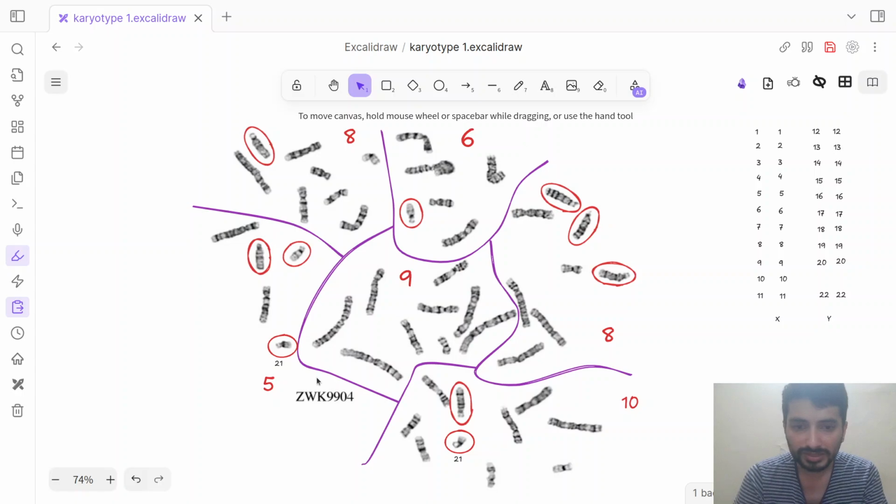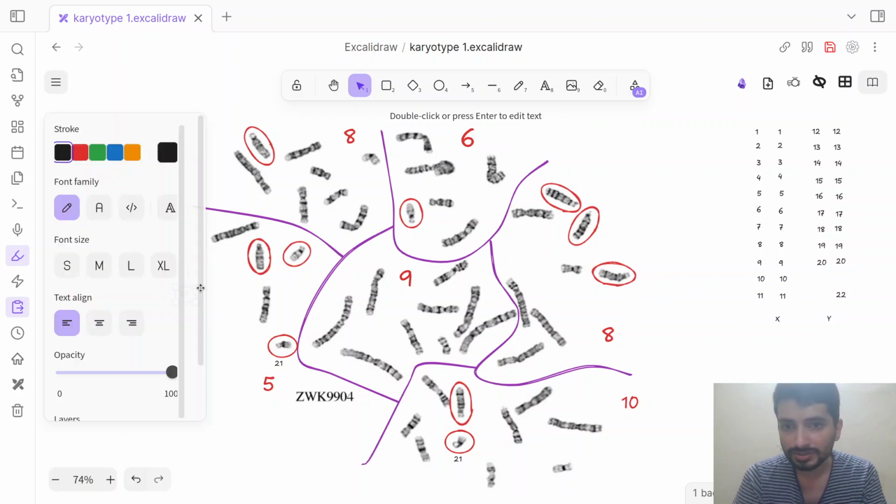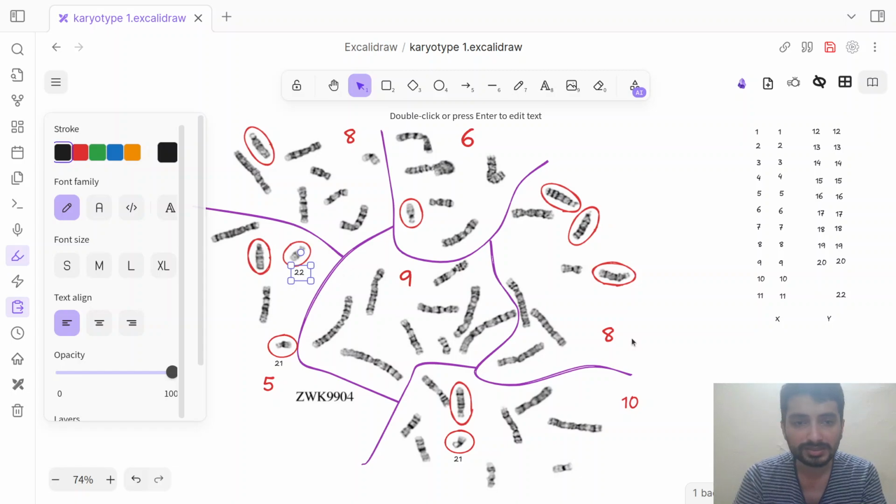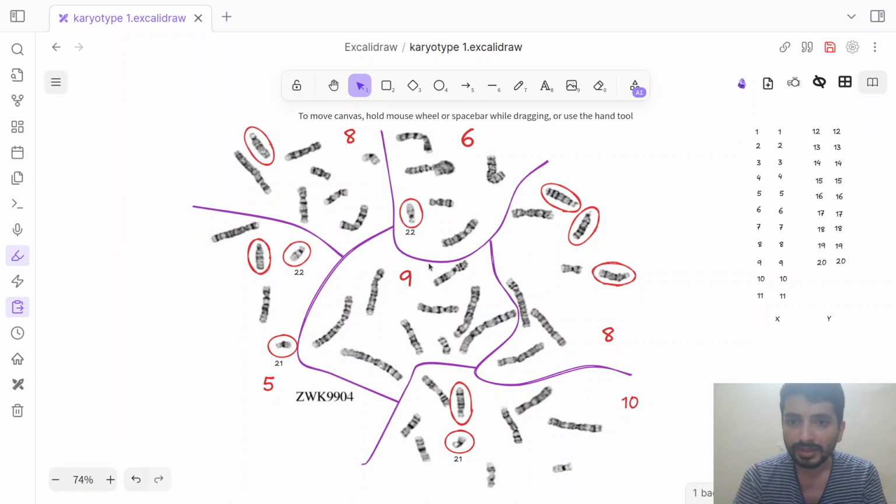And once you identify the 21, 22 is also very easy, because 22 just has a dot for a centromere and no particularly dark bands in the rest of the chromosomes. So this is another 22. So this is already 4 chromosomes identified and group G done. So now we'll come to group D, which has chromosomes 13, 14, and 15.